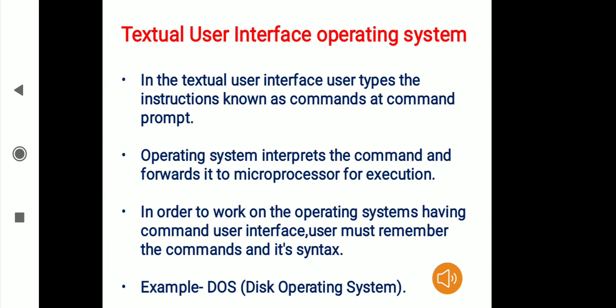In the text-based user interface, the user executes the instructions by typing the commands at the command prompt. These commands in the form of instructions reach the operating system, and then this operating system interprets the command and forwards it to the microprocessor for the final execution. That means, to put it simply, the user first gives the instructions to the operating system in the form of commands, and then the operating system interprets these commands and forwards them to the microprocessor for the final execution.